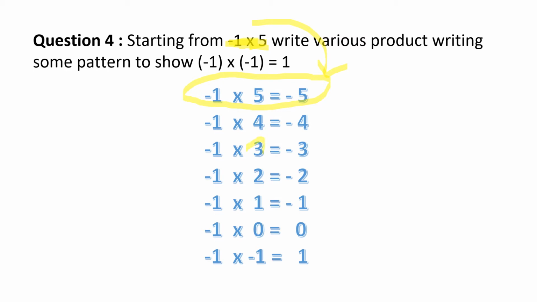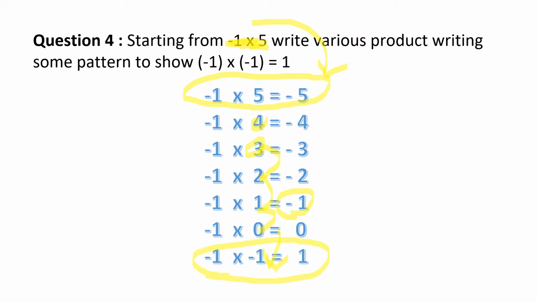So how am I getting all these numbers? Because after 5 is 4, after 4 is 3, right? Like that, after 3 is 2, so I take 2. Minus 1 into 2 is minus 2. After 2 is 1, so I take 1. Minus 1 into 1 is minus 1. Now after 1 is 0, so I take 0. Minus 1 into 0 is 0. After 0 is minus 1, so I take minus 1 and I get minus 1 into minus 1 is 1.